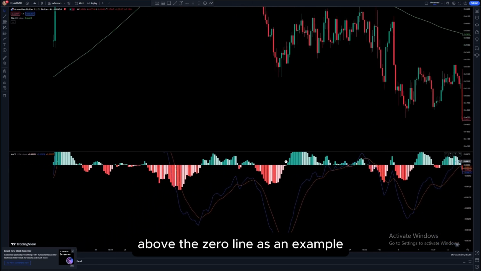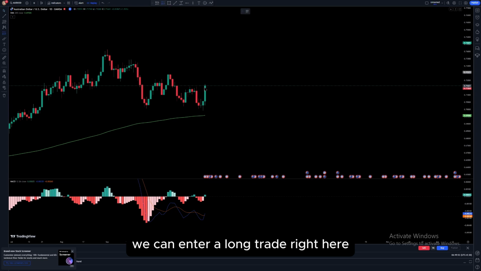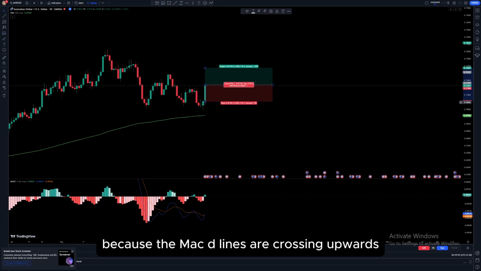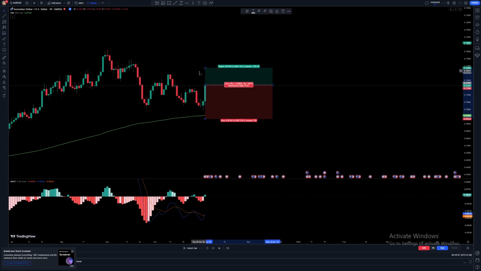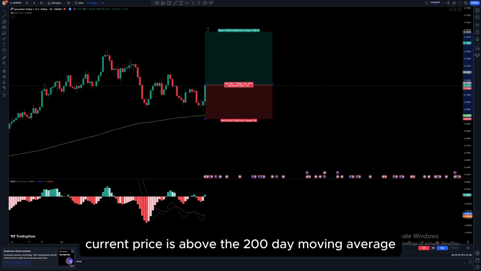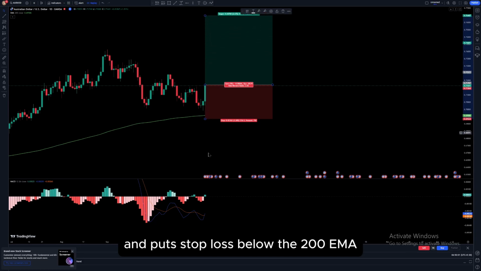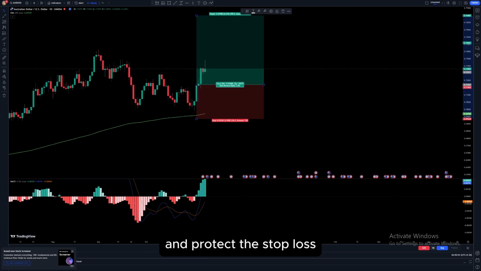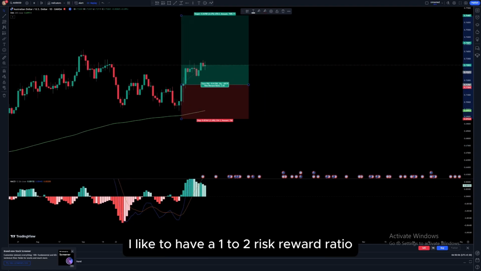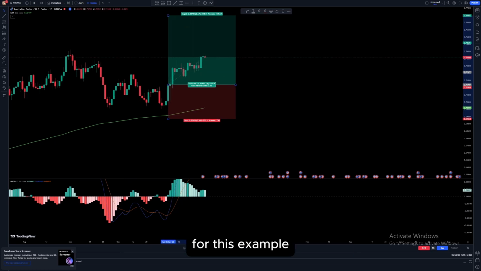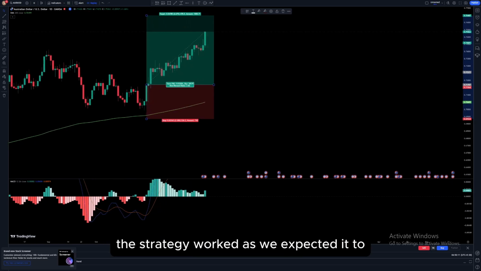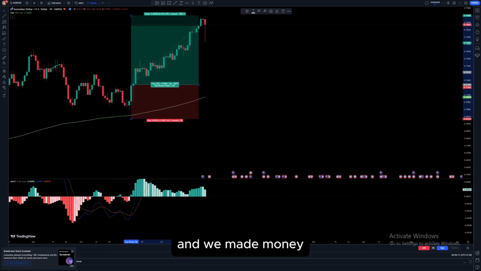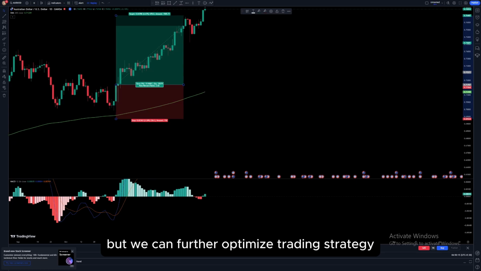As an example, we can enter a long trade right here, because the MACD lines are crossing upwards below the zero line and the current price is above the 200-day moving average. And put the stop loss below the 200 EMA, as it acts as dynamic support and protects the stop loss. I like to have a 1 to 2 risk-reward ratio. For this example, the strategy worked as we expected it to and we made money. But we can further optimize this trading strategy.